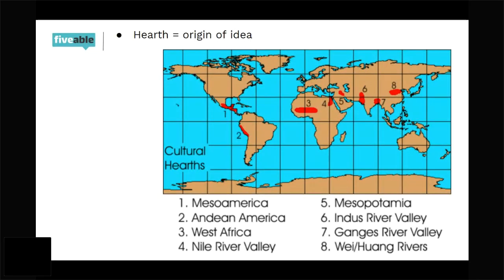And so you should have reviewed in your class Mesoamerica being number 1. That would have been your Aztec, your Incas, your Andean American populations, Peru, that area. We have our West African civilization over there in 3, and the Nile Valley. We know about the Egyptians and things of that nature. So this was another area.